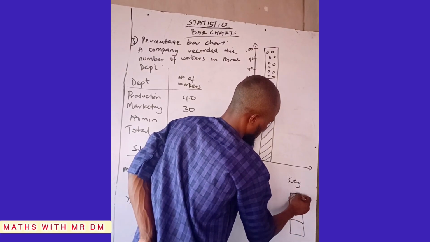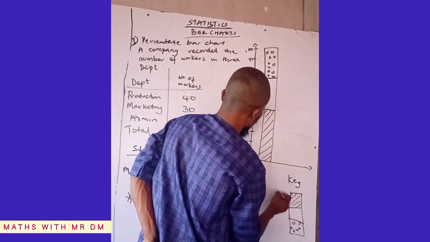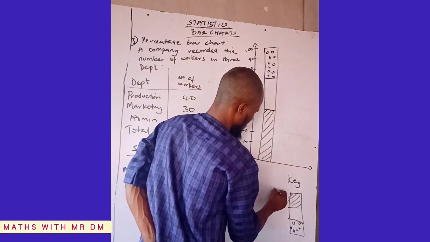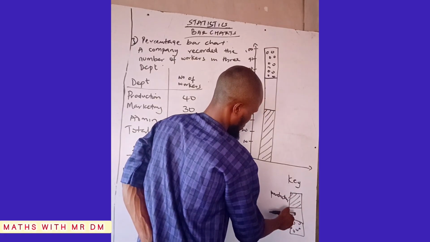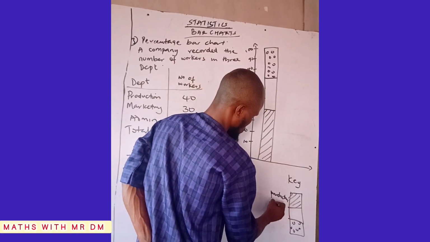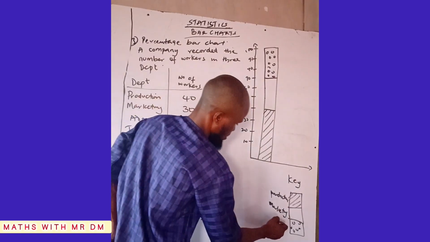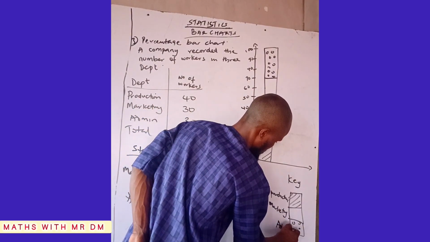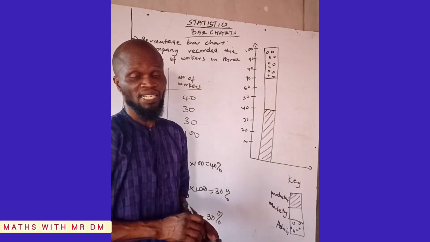The first one is this. The second one is this. The first one is production. And the second one, which is left empty, is marketing. And the last one is admin. And that's that about percentage bar charts.